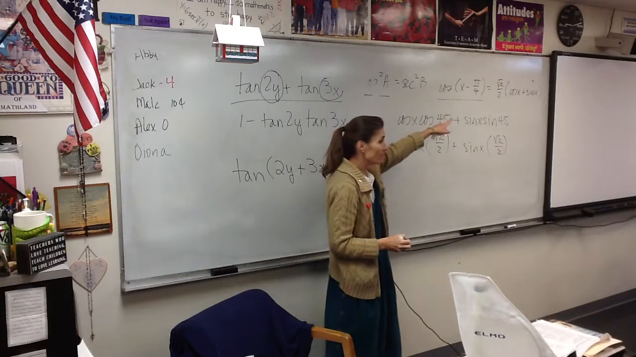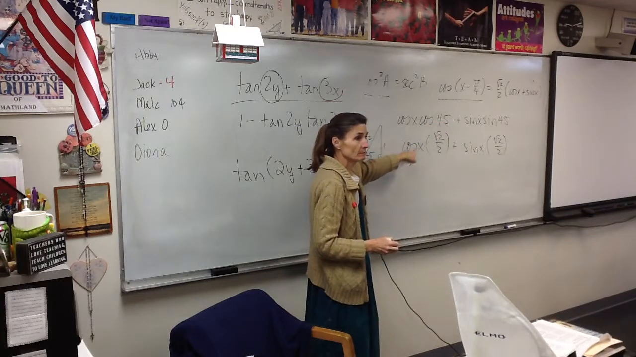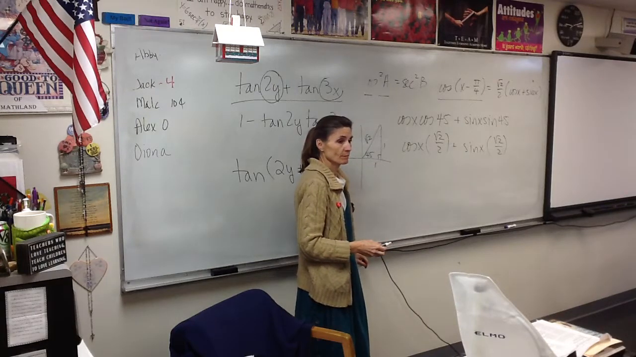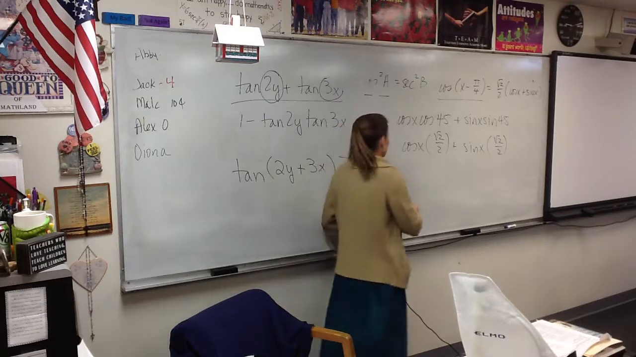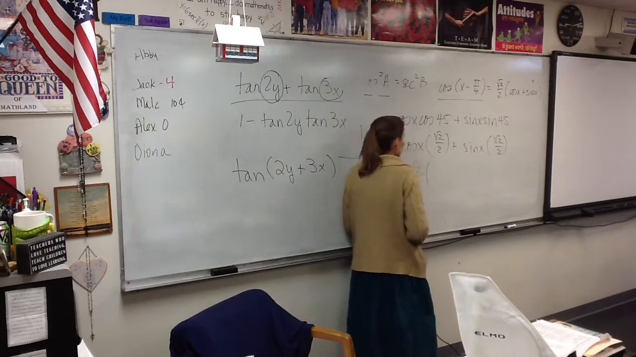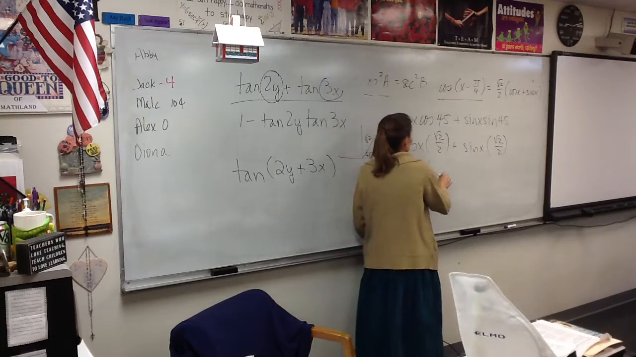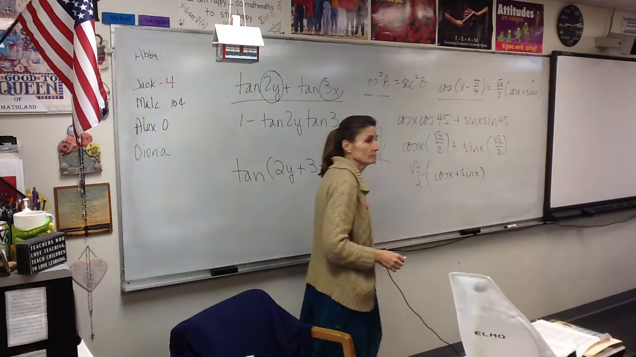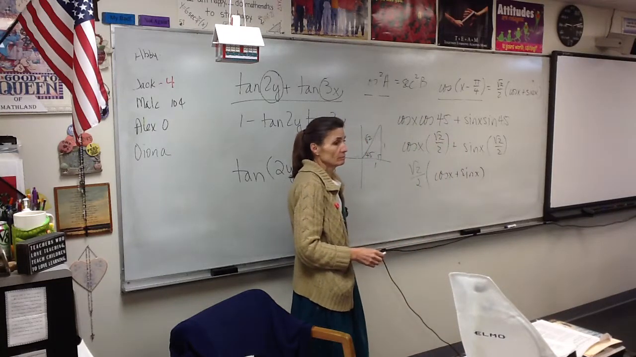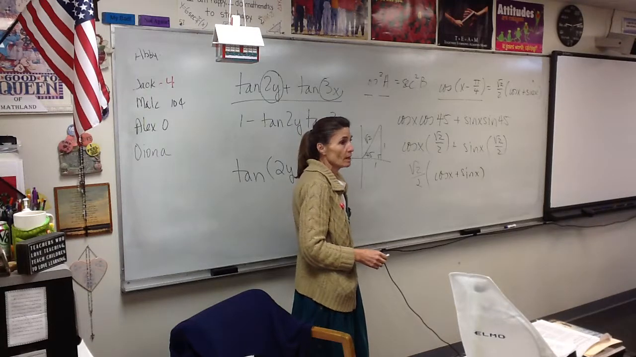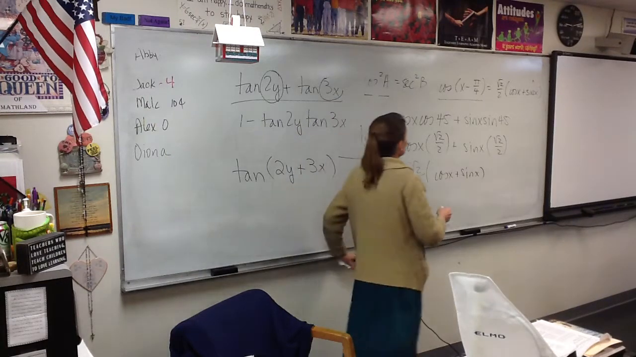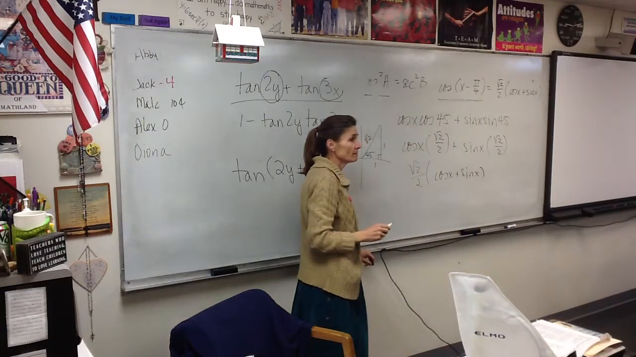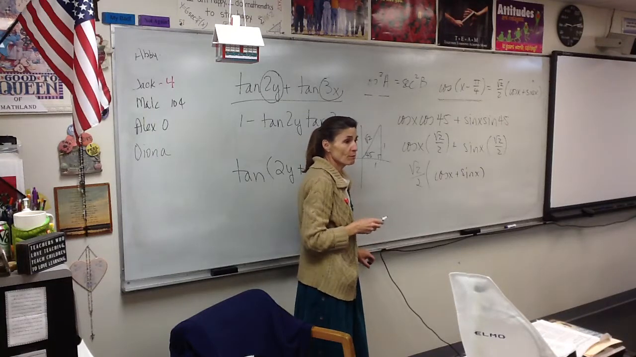Now, look at what you're trying to end up with. Can I get from here to there? All I need to do is what? Divide, or not divide, factor, which is kind of like division. So I'm going to factor out a root 2 over 2, and I'll be left with cosine plus sine. I would recommend on these problems that you start with this side, the side that has the sum or difference, and use your formula on it, your identity, and see where it goes from there.